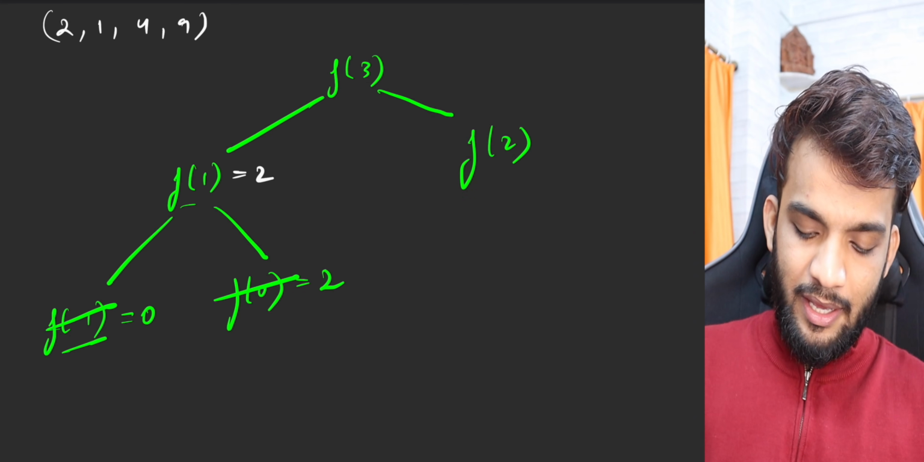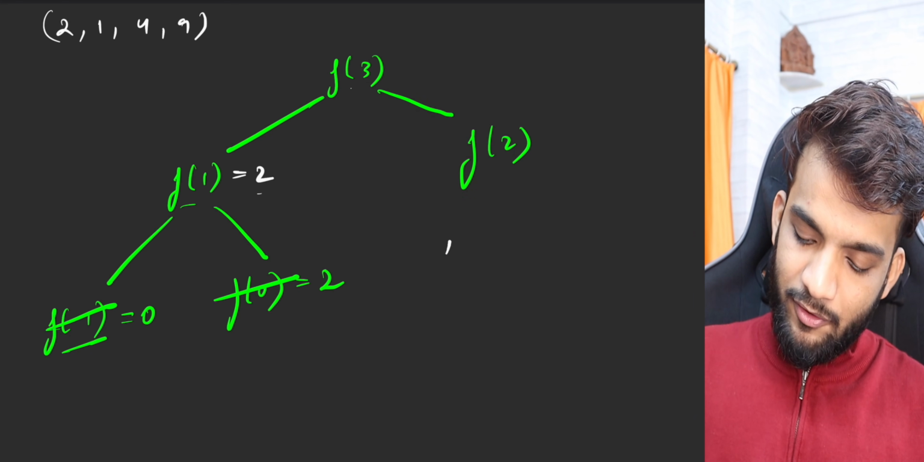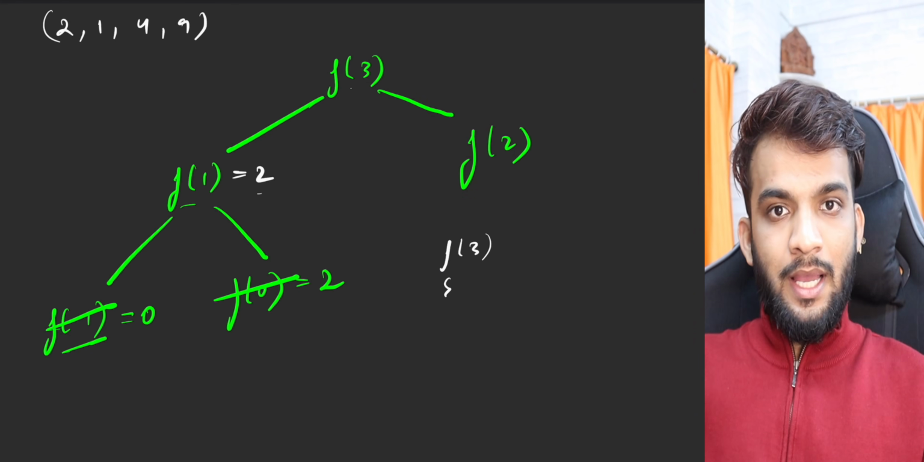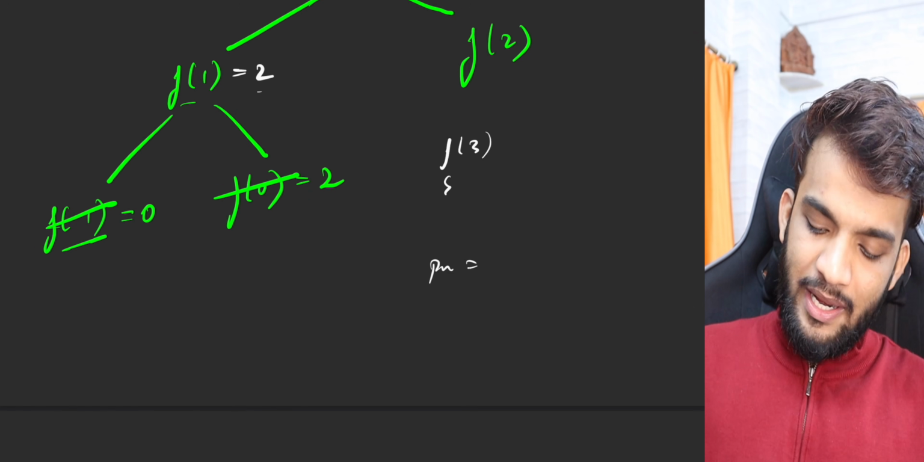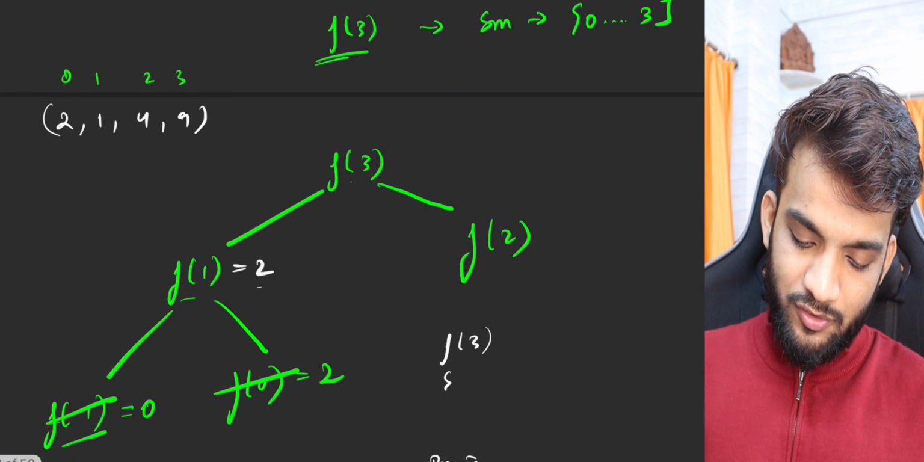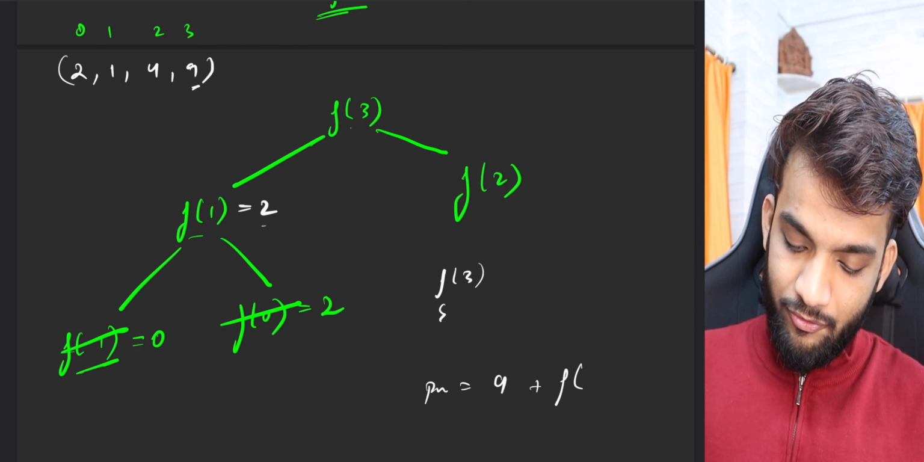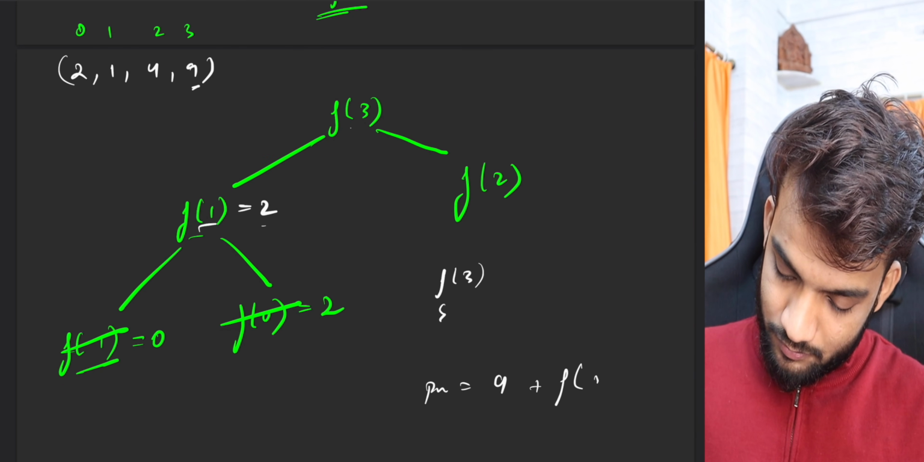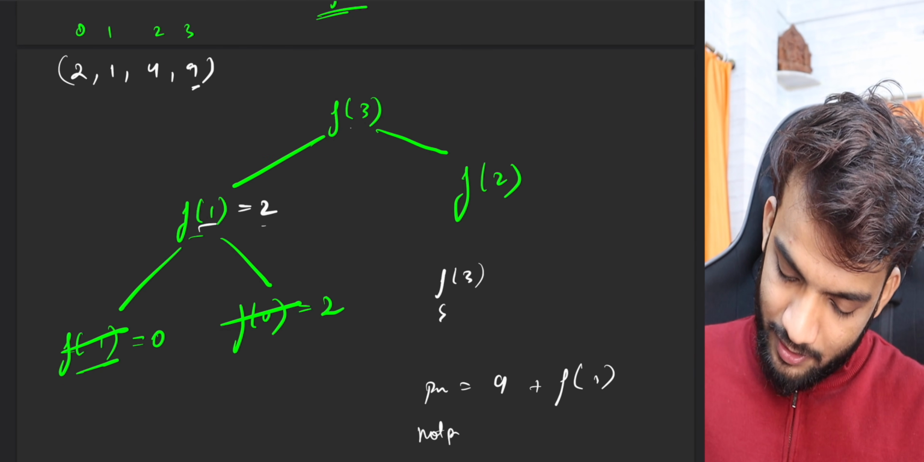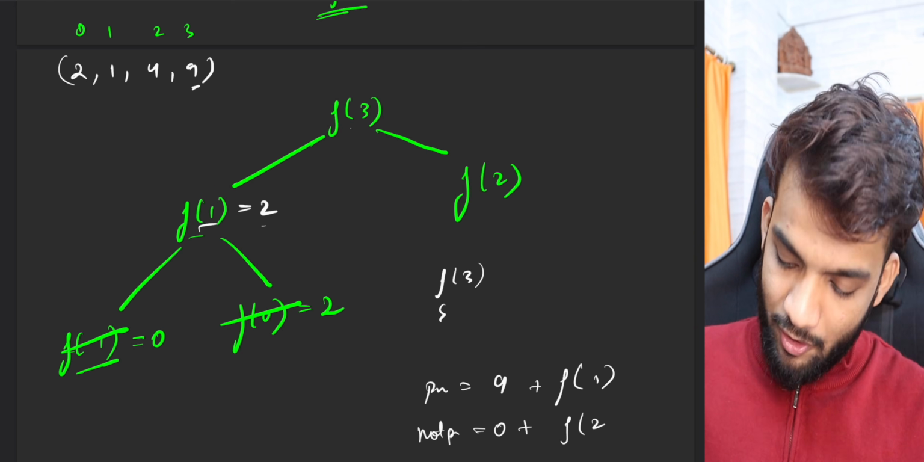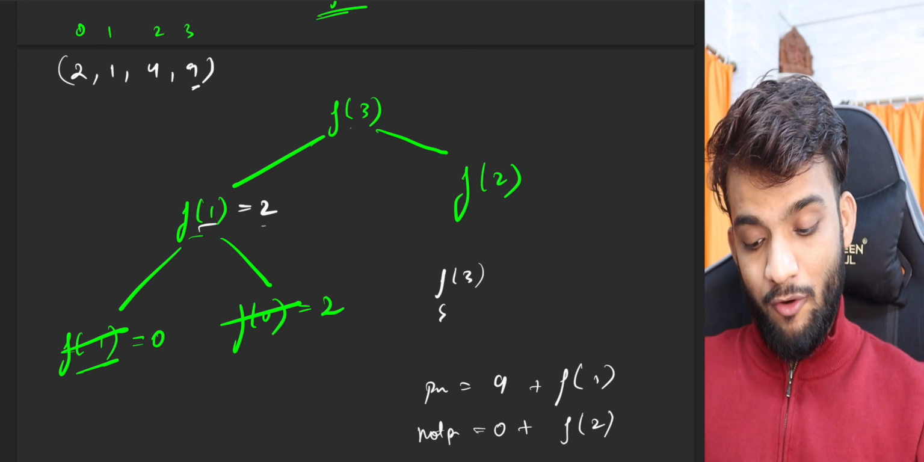So I've erased it. F of 1 is given as 2. Now what will be f of 3? F of 3 will say, okay, I am going to pick a of 3. What's a of 3? That's 9. So I'm going to pick 9 plus f of 1. And if I do not pick, then 0 plus f of 2. Correct? 0 plus f of 2.